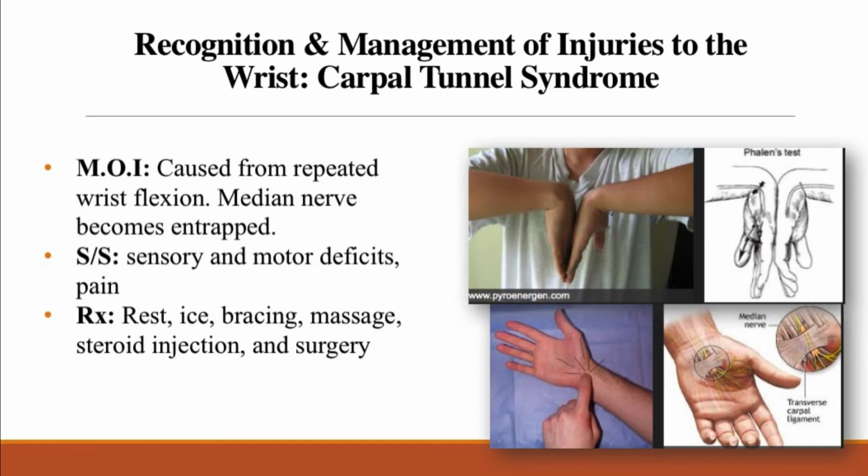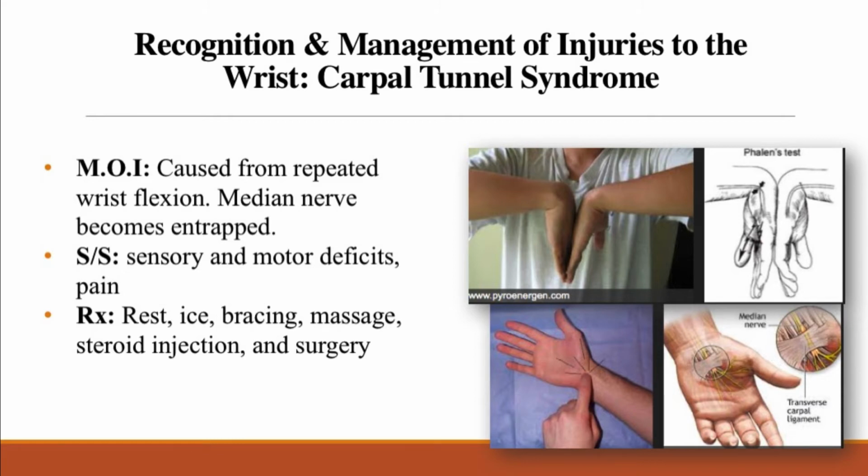Carpal tunnel syndrome is a common nerve compression condition that affects athletes and the general public alike. Overuse and poor mechanics make one prone to this condition. The carpal tunnel lies under the transverse carpal ligament and becomes inflamed and swollen because of overuse. This results in the compression of the median nerve.